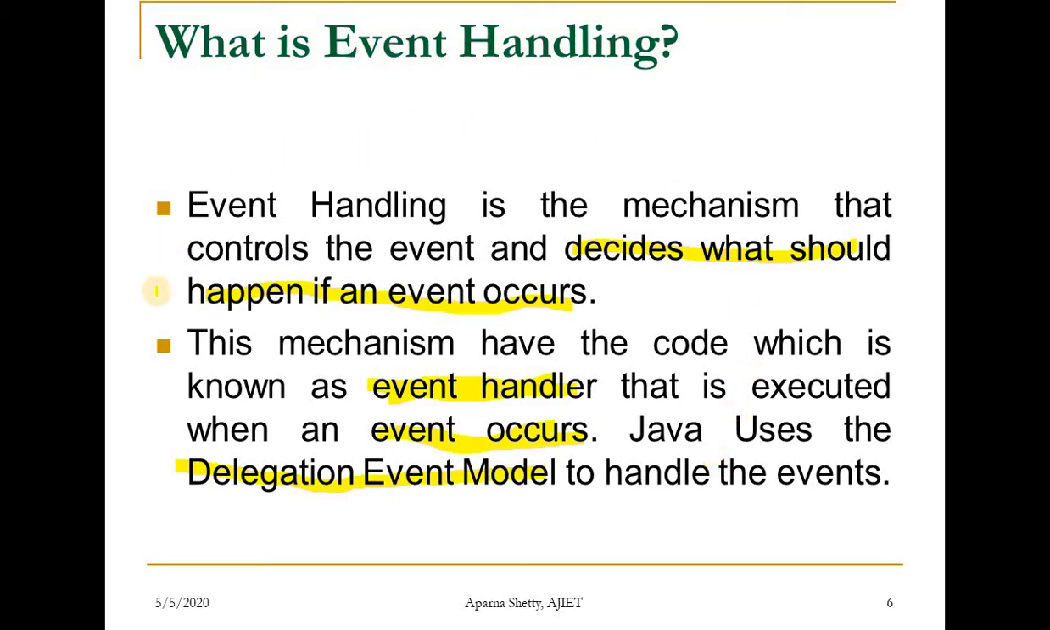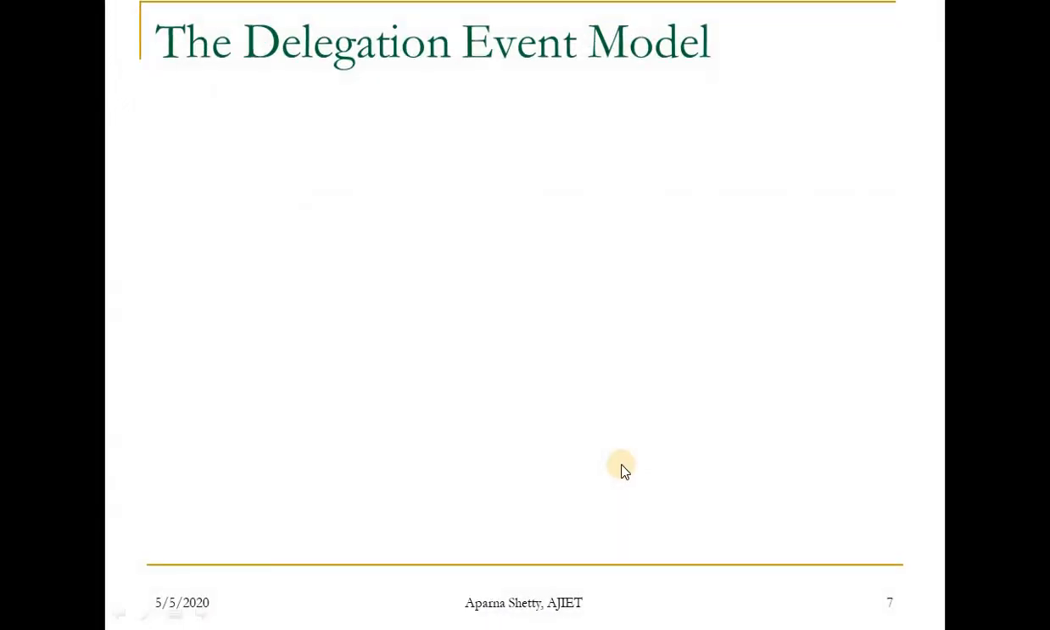So what is event handling? It is the mechanism that controls the event and decides what should happen when an event occurs. This mechanism has code known as the event handler, and this event handler is executed when an event occurs. In Java, we use the delegation event model to handle events. Next, let us see about this delegation event model.